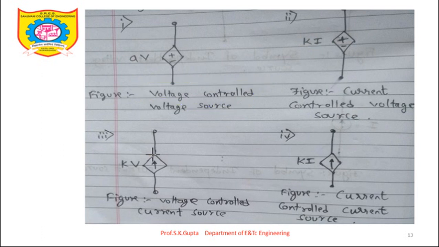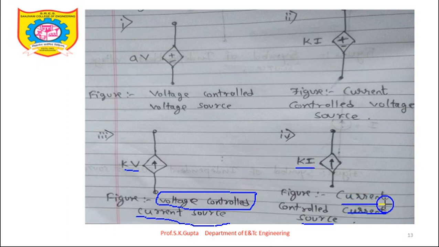Now the next case. This is a dependent source; the diamond shape means it is a dependent source. If an arrow is shown inside the diamond, that means it is a current source. Now, if a voltage with some constant is written near this current source, it is voltage controlled. And in the last case, if some constant times a current is written, it is current controlled.